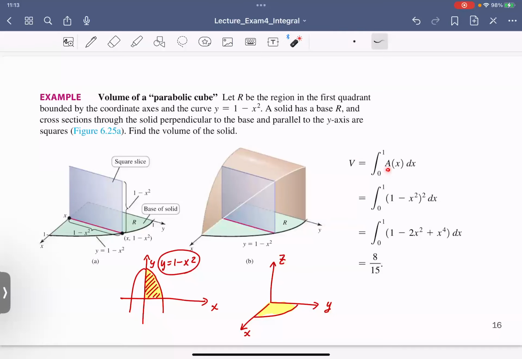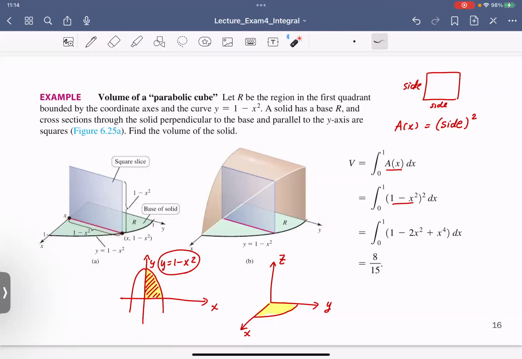So this one is going to be A(x), because A(x) is the area of the square. The formula for the area of a square is side squared, right? If this is my side and this is my side, side squared is the formula for the area here. So how do I know what value the side is? I'm going to take a look at this one, which is similar to this one, right? It's going to be the top curve minus the bottom curve.